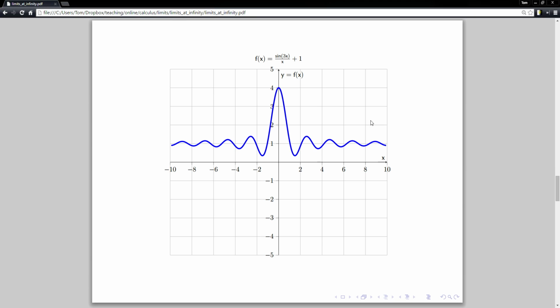Here is a graph of sine of 3x over x plus 1. You can see the farther that you go off to the right here, the graph does oscillate back and forth like the regular sine function does. But you can see those oscillations get smaller and smaller. So the y values are going to get closer and closer to 1. And here, same thing, as I go really far off to the left, the y values again get closer and closer to 1.